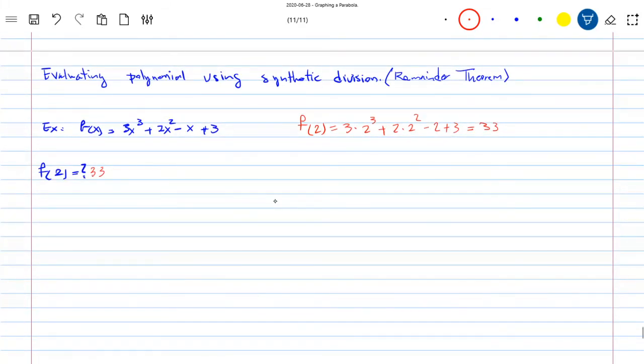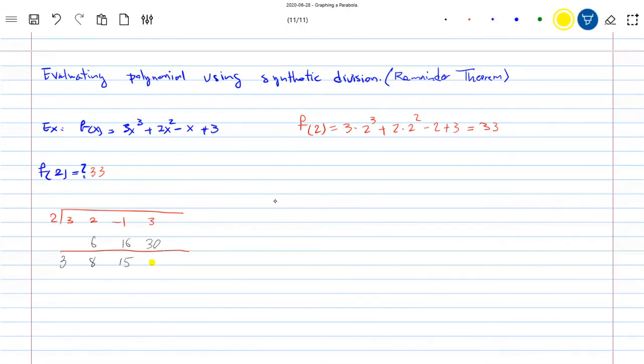But you can use synthetic division as well. Pick 2, and the coefficients of the terms are 3, 2, negative 1, and 3. Go through the synthetic division, and whatever you get as the remainder would be the answer. Let's try it. I drag down the 3. 3 times 2 is 6. 2 and 6 is 8. 2 times 8 is 16. 16 and negative 1 is 15. 2 times 15 is 30. Add them up, 33. What do we get as the remainder?